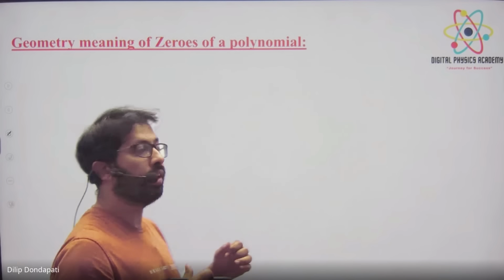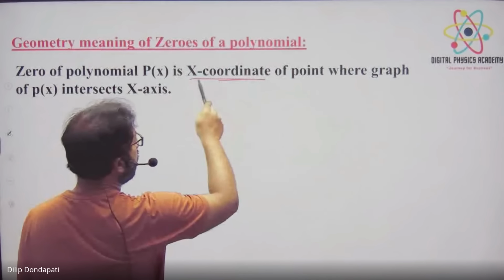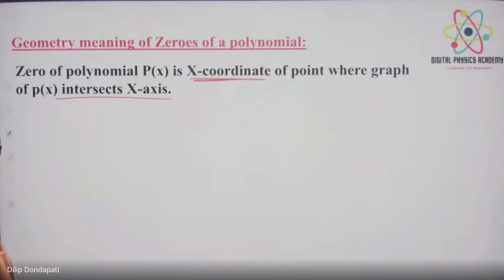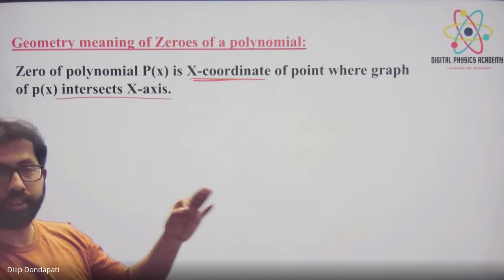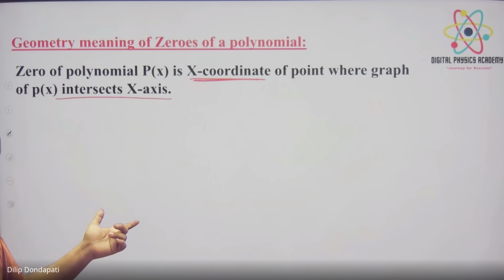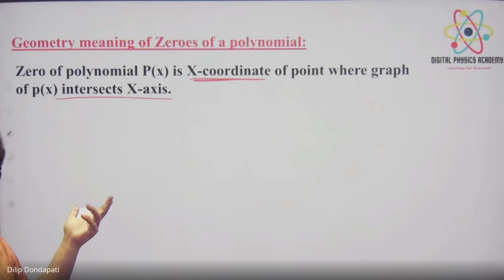So what is the definition of that? Look, zero of the polynomial p of x is the x coordinate of the point where the graph of p of x intersects the x-axis. Wherever the graph touches the x-axis, that point is nothing but the zeros of the polynomial. Indirectly, x-axis means y is 0, right? So we are putting the polynomial as 0, that value only.